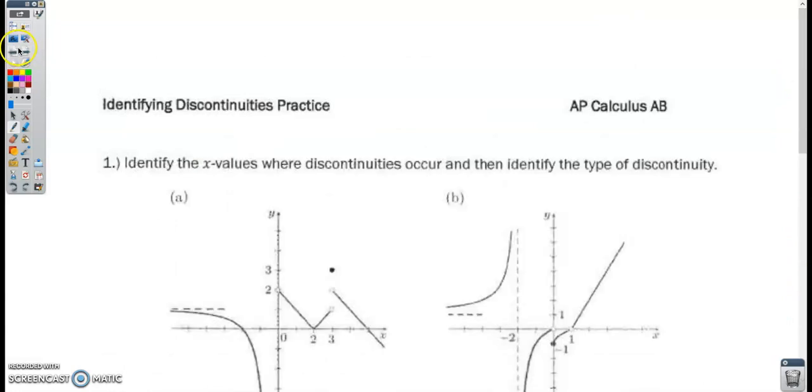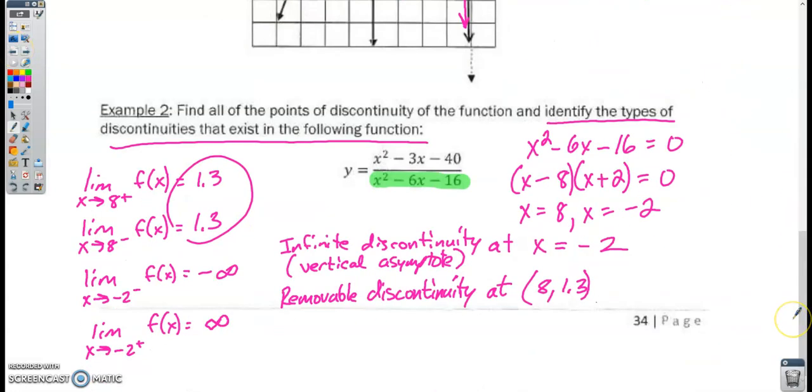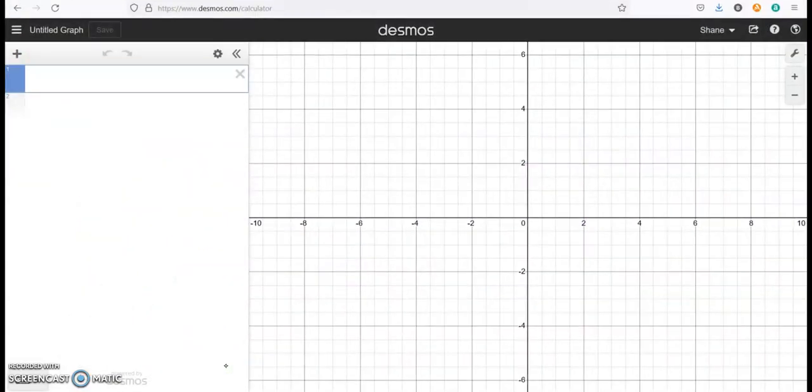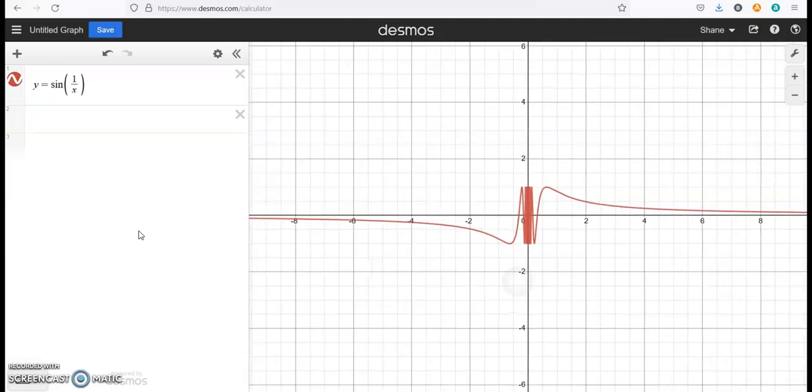Now, before I sign off, I said I would, so I'm going to show you an example of an oscillating discontinuity, which is another type of discontinuity, which is kind of rare. I can do it with a relatively simple function. We'll graph the function y equals sine of 1 over x here. And as x gets closer to 0, you can see here that the graph gets kind of bunched up as we get close to 0.